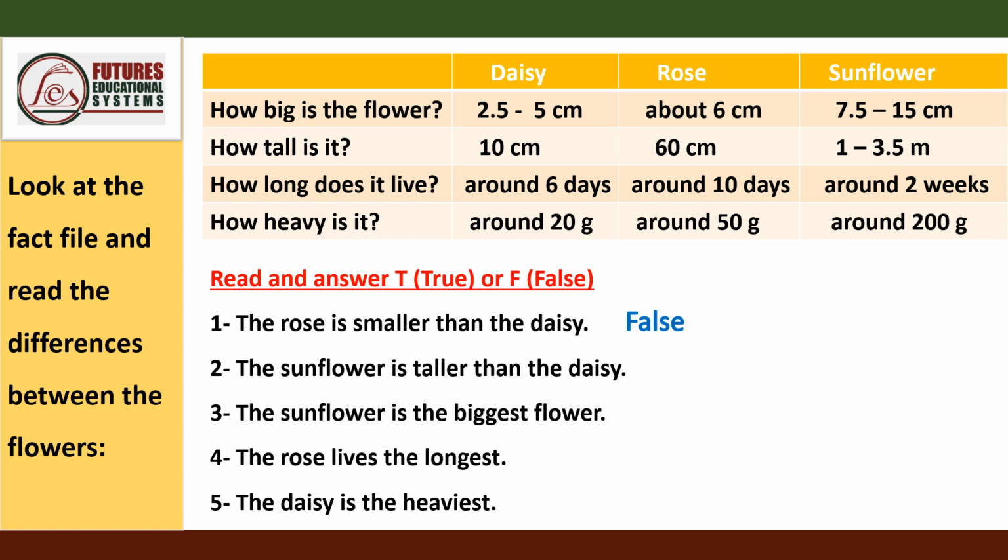The sunflower is taller than the daisy. Yes, this is true because remember we said that the sunflower is the tallest one. The sunflower is the biggest flower, and again this is true. The rose lives the longest. False. Remember which one lives the longest? Yes, the sunflower. The daisy is the heaviest. Again, false, because the sunflower is the heaviest.